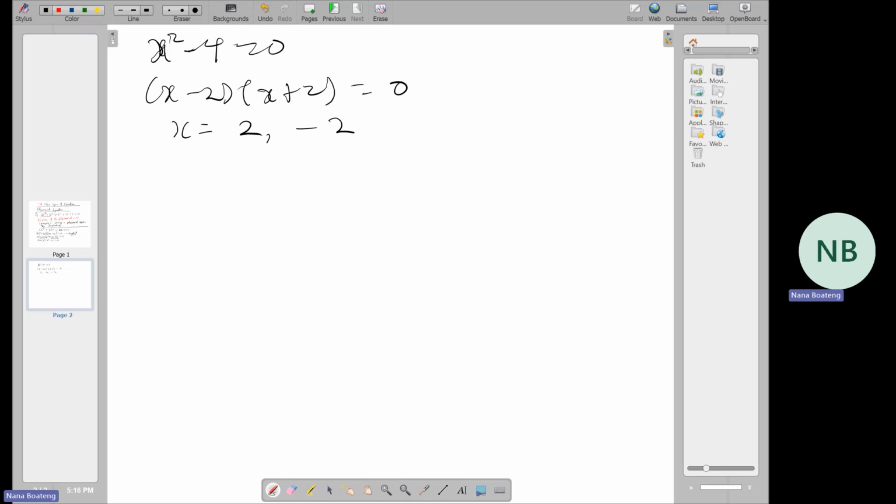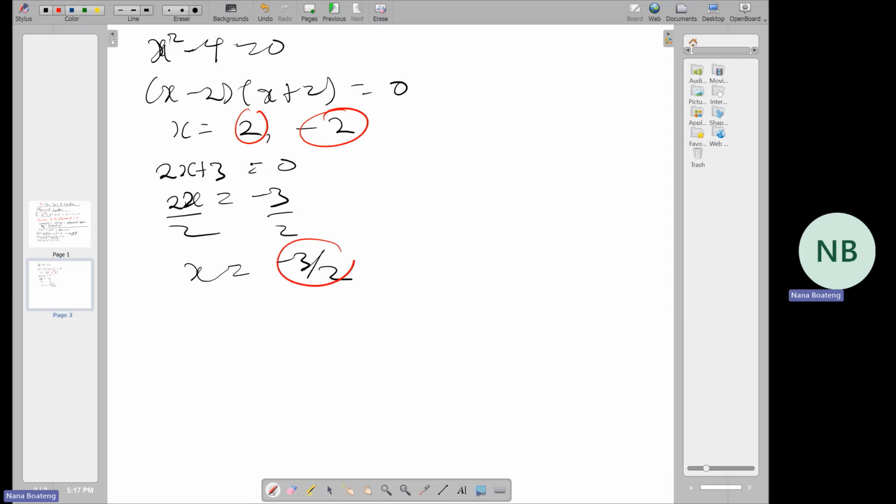And on the other hand, 2x plus 3 equal to 0. If we subtract 3 on both sides, we have 2x is equal to negative 3. Dividing by 2 on both sides, we have x is equal to negative 3 divided by 2. So these three values will be our solution for x.